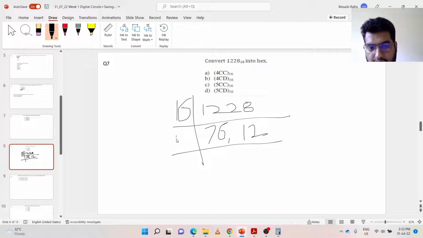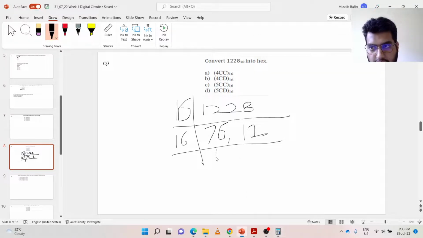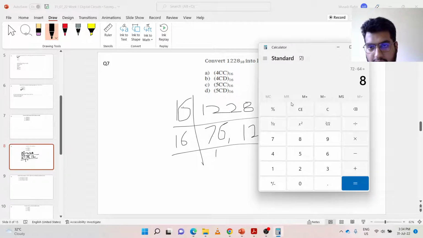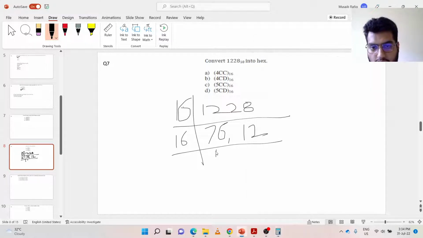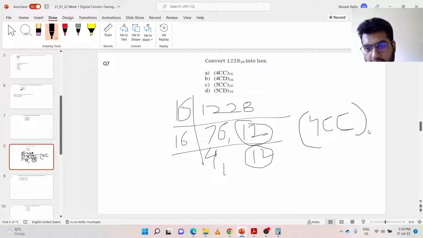Now divide 76 by 16. We know 16 times 4 is 64, and 76 minus 64 is 12. So the digits are 4, 12, 12, and 12 in the hexadecimal system is represented by C. So our number in the hexadecimal system is 4CC, and that is option A.